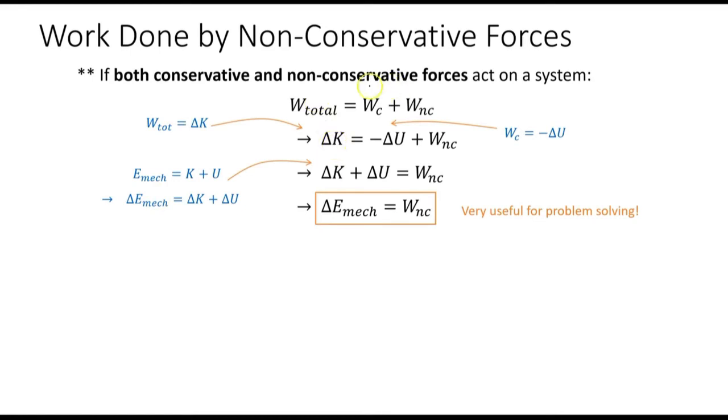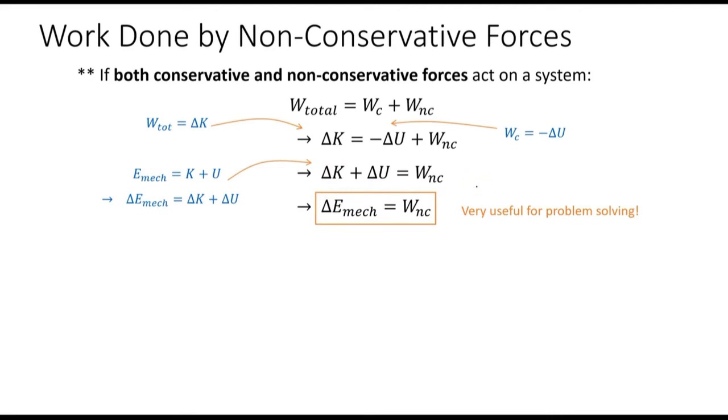Then remember that the work done by conservative forces, W_C, causes a negative change in potential energy. So W_C is equal to minus delta U. I've plugged that in here, and what we're left with is delta K equals minus delta U plus W_NC. So I can just add delta U to both sides, and we get delta K plus delta U equals the work done by non-conservative forces.